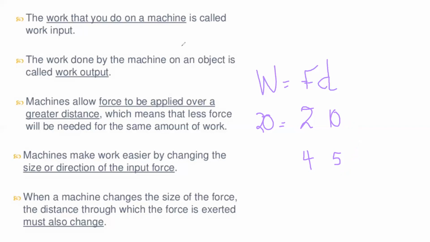Here you have 5 meters, and we can apply it over a greater distance, and look at the force: it was 4, it will be 2. Less force with a greater distance, and in both of them you will have the same amount of work. This is what machines do. They allow you to apply the same amount of work over a greater distance and with less force.